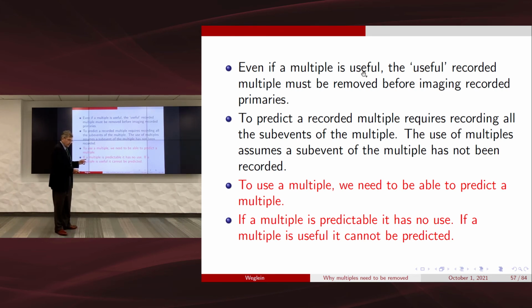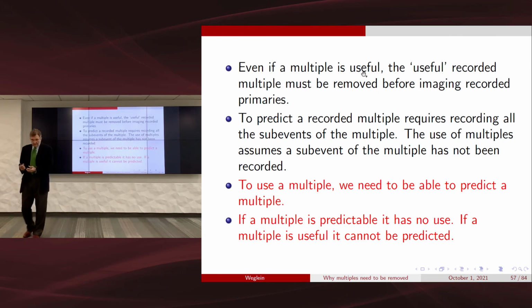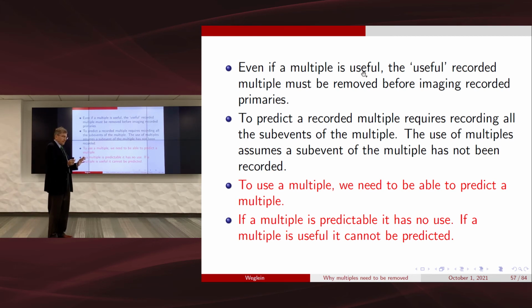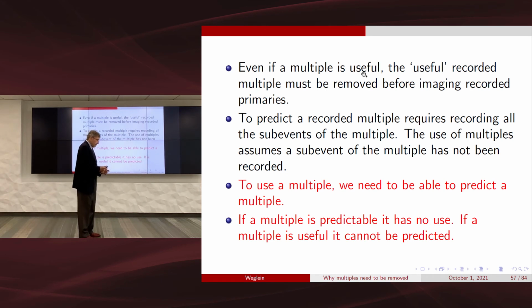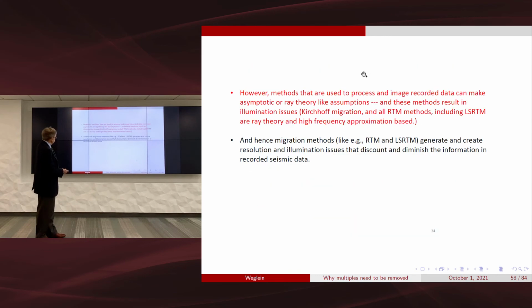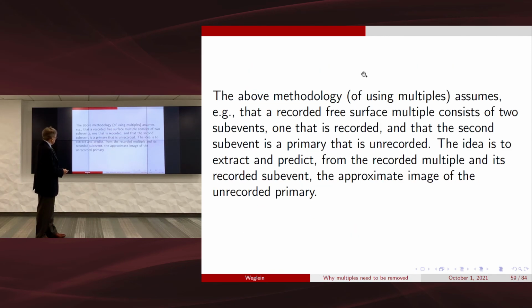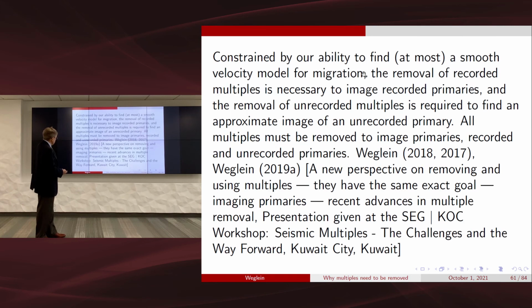Nevertheless, the point is, the use of multiples requires another step. The use of multiples to go after an approximate image of an unrecorded primary requires you then to seek to remove unrecorded multiples. In other words, my statement earlier in this talk is every method that went to make a use, and a use which is worthwhile, didn't remove the need for multiple removal, it heightened it. There became an issue within the procedure itself that drew another need for multiple removal. We've said all this.